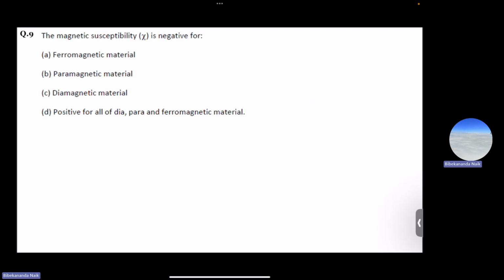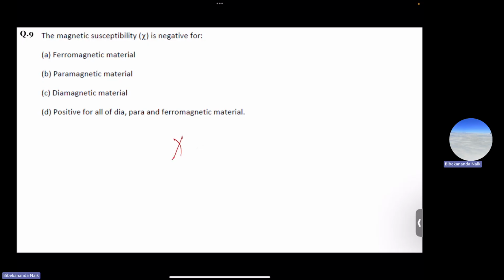Now we move to question number 9. Question number 9 says the magnetic susceptibility Xi is negative for option A ferromagnetic material, option B paramagnetic material, option C diamagnetic material, or option D it is positive for all of para and ferromagnetic material. So basically what is susceptibility? Susceptibility is defined as the ratio of magnetization divided by the magnetic flux intensity.